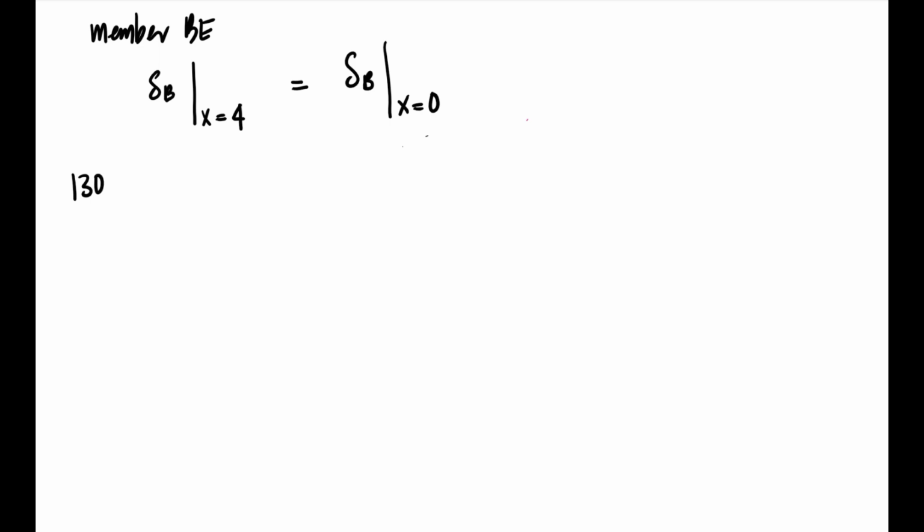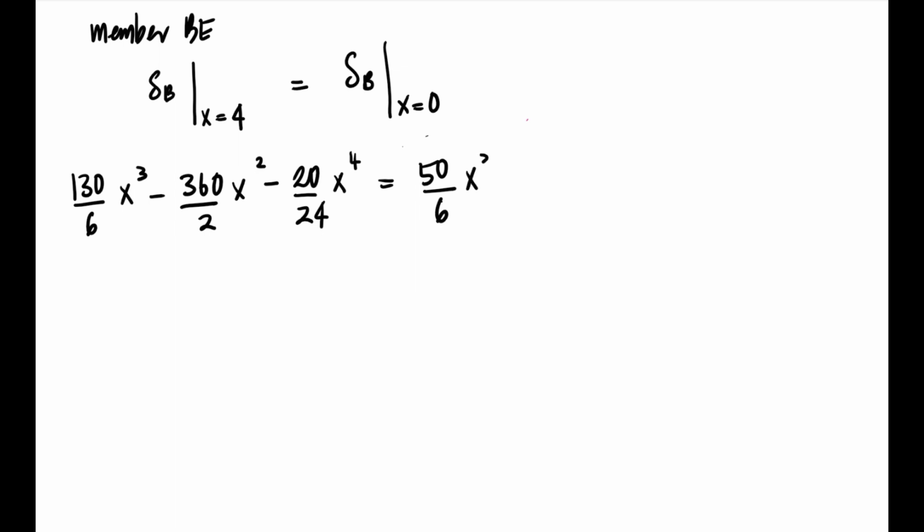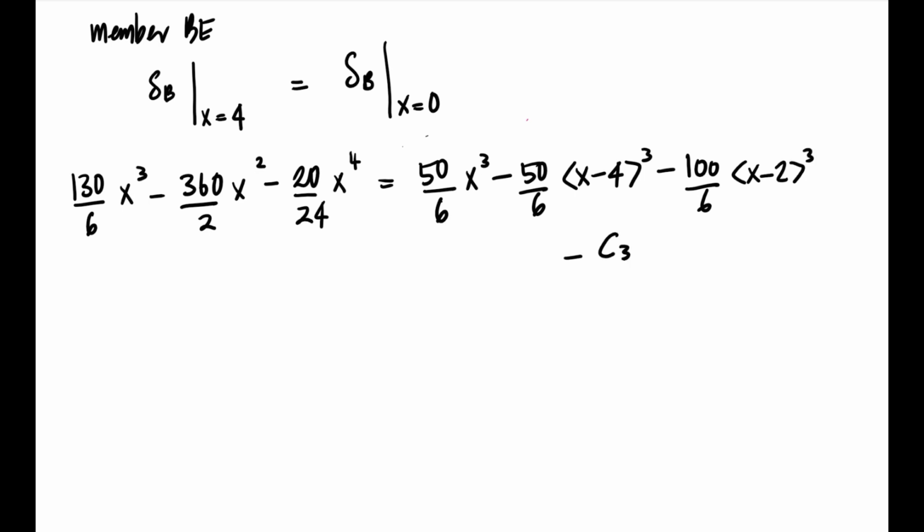130 divided by 6 times x³ minus 360 divided by 2 x² minus 20 divided by 24 x⁴ equals 50 divided by 6 x³ minus 50 divided by 6 (x minus 4)³ minus 100 divided by 6 (x minus 2)³ plus C3x plus C4.